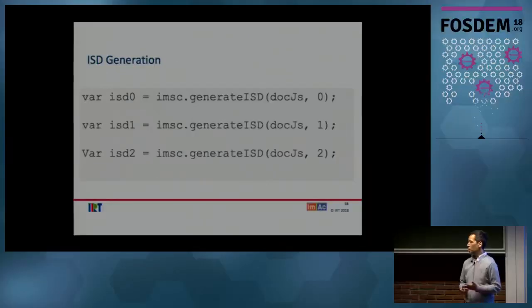It is pretty simple to do with imsc. You use the function generateISD. You give it the JavaScript model you generated before and the offset you want, every offset that makes sense from the beginning to the end of the playtime of the video, and then you get this ISD representation.